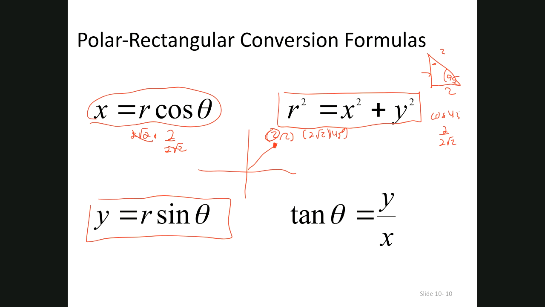When you think about it, we had that point here, and this was (2, 2). Tangent of theta is equal to 2 over 2, so tangent of theta is equal to 1. If you take the inverse tangent, you get 45 degrees. So these are ways that we can convert rectangular coordinates into polar coordinates. Really, really important to know those, because when we start doing some problems, you're going to have to start converting.